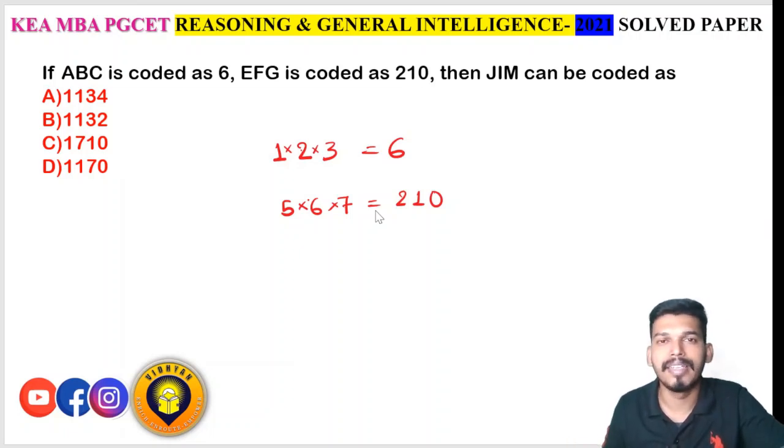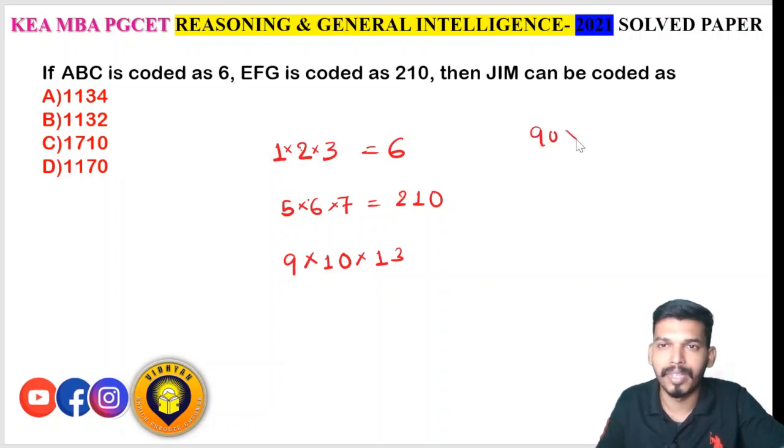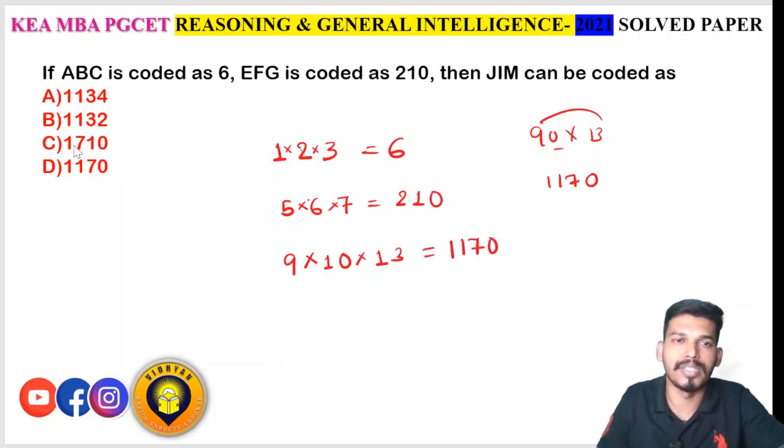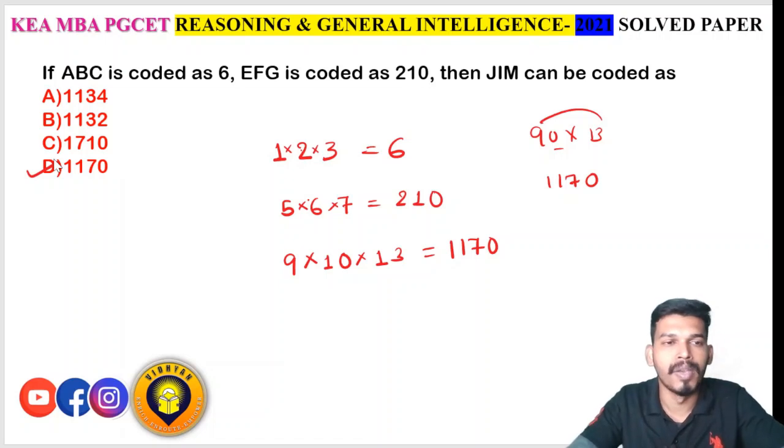So JIM. What is J? J place value is 9, I place value is 10, M place value is 13. You should know the place values of each alphabet. So 9 into 10 is 90, 90 into 13, 13 9s are 117 and 1 0. So that means 1170 is the answer. Okay, that's good, fantastic. Let's move on to the next question now.